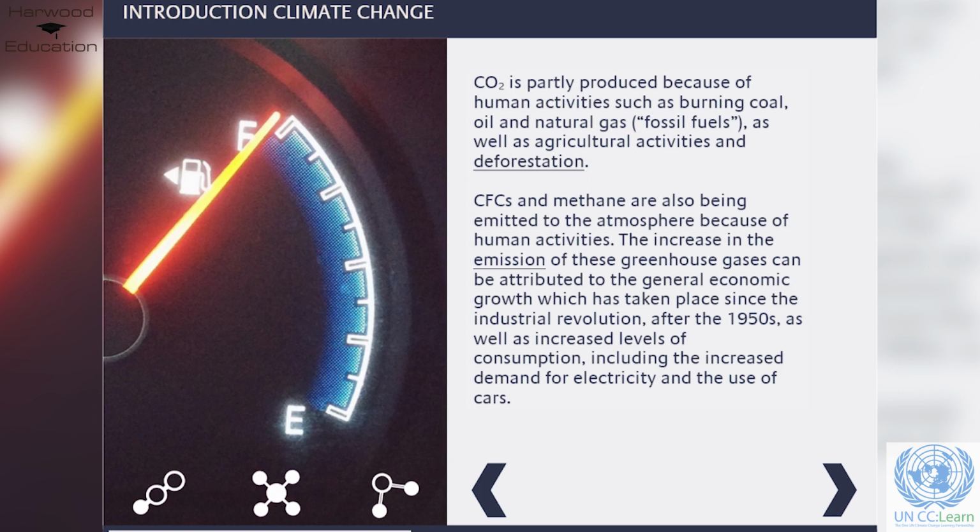CO2 is partly produced because of human activities such as burning coal, oil and natural gas, fossil fuels, as well as agricultural activities and deforestation. CFCs and methane are also being emitted to the atmosphere because of human activities. The increase in the emission of these greenhouse gases can be attributed to the general economic growth which has taken place since the Industrial Revolution after the 1950s, as well as increased levels of consumption, including the increased demand for electricity and the use of cars.